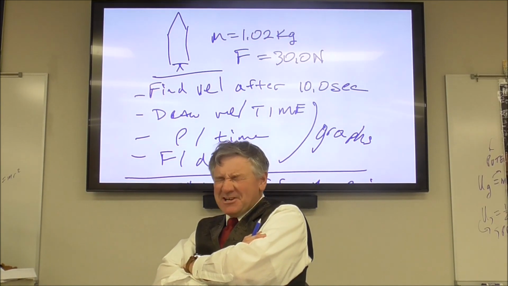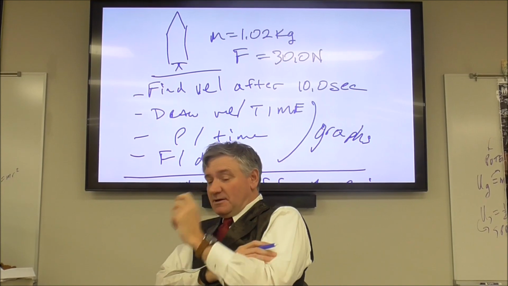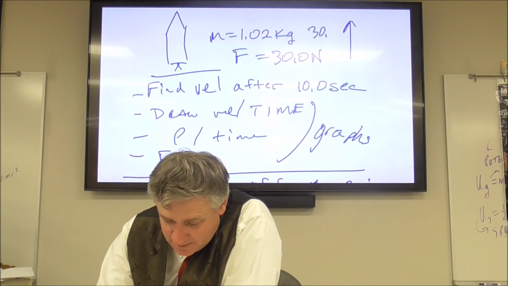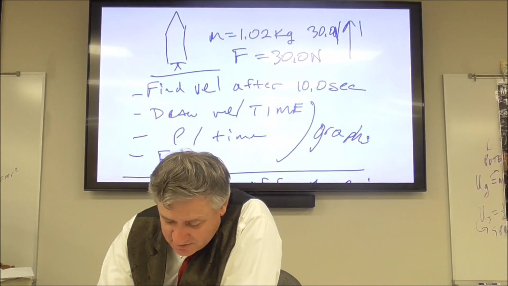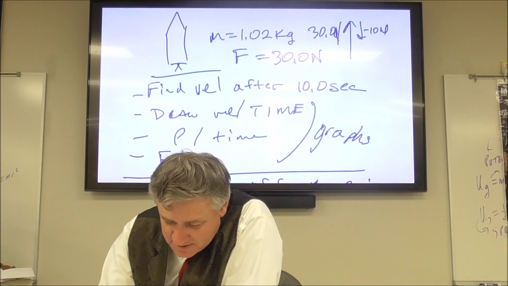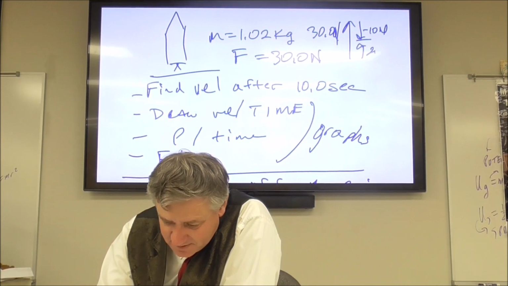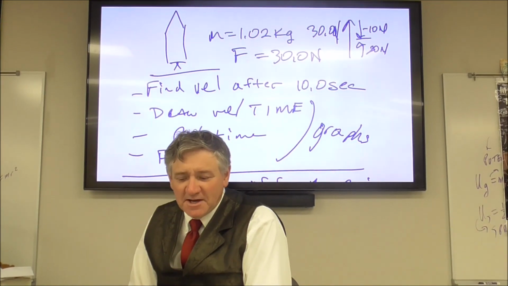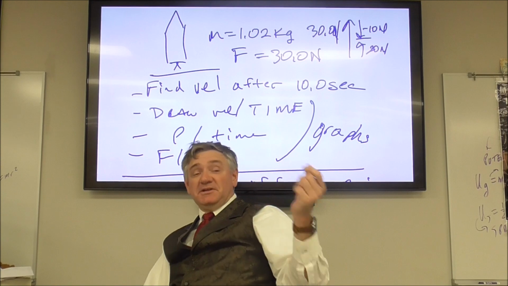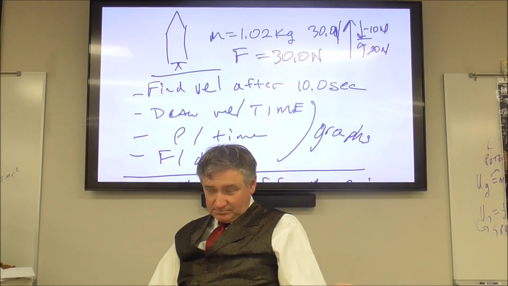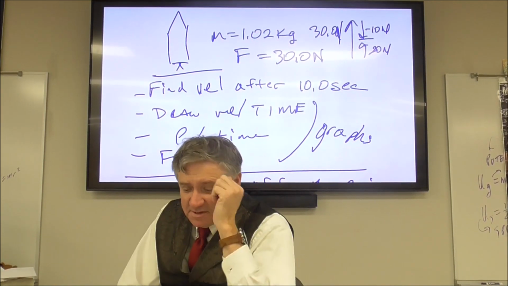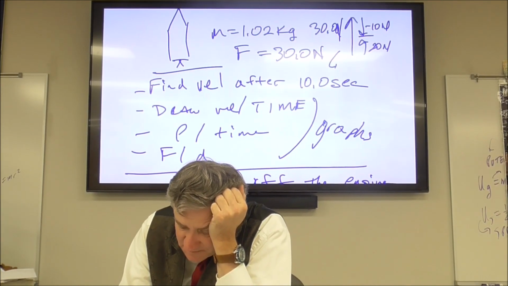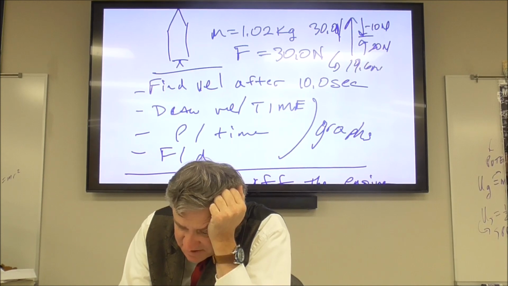This is easy. So you do have an upward force of 30 newtons, but the downward force is going to be about 10 newtons, which leaves you a net force of about 20 newtons. Now, what are you going to do with 20 newtons to get the acceleration? Divide by the mass. So take 20 newtons and divide that by 1.02 kilograms. 19.6 meters per second squared.